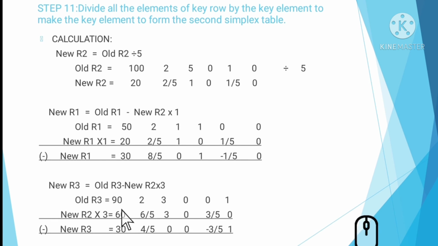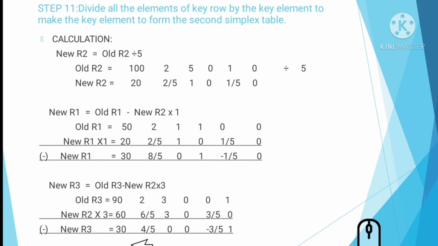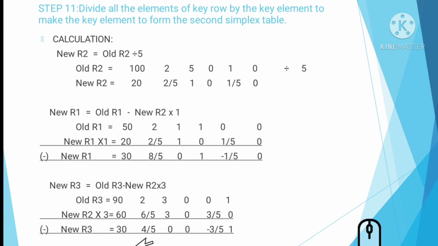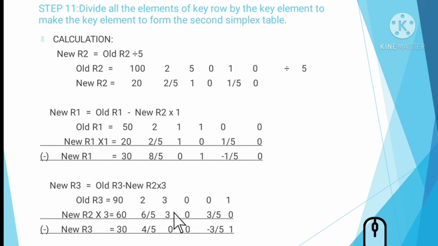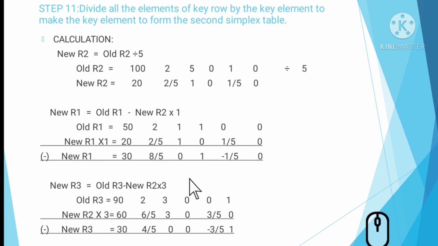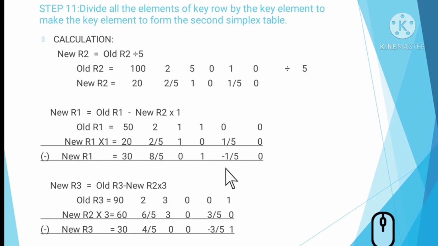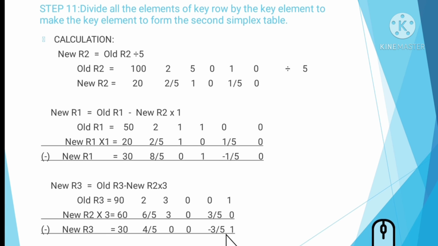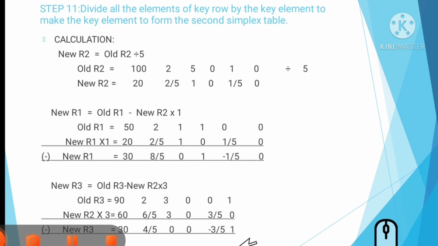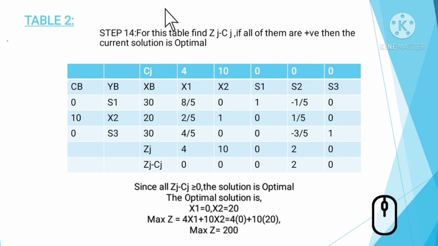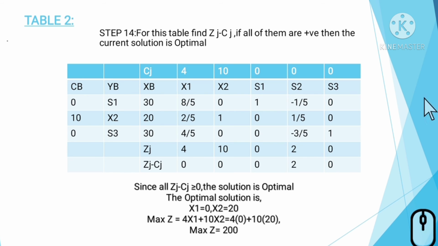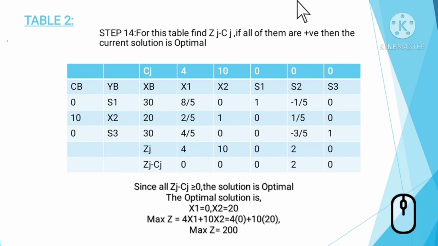So we get new R3 as 30, 2 minus 6 by 5 is 4 by 5, 3 minus 3 is 0, 0 minus 0 is 0, 0 minus 3 by 5 is minus 3 by 5, and 1 minus 0 is 1. So from the above calculation, we are going to form a second simplex table.